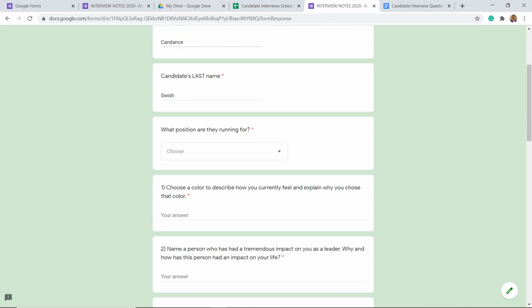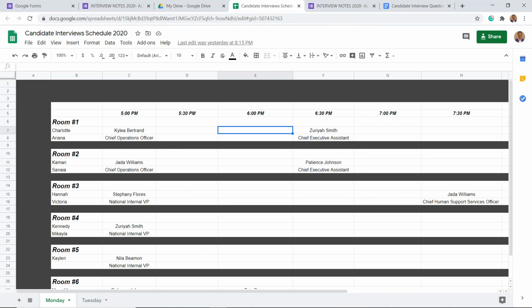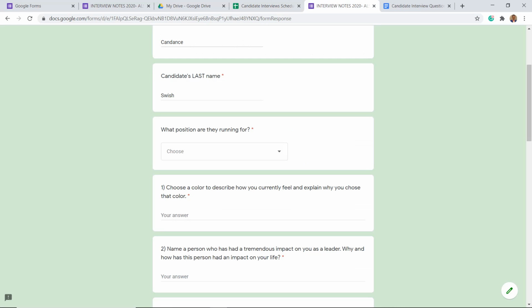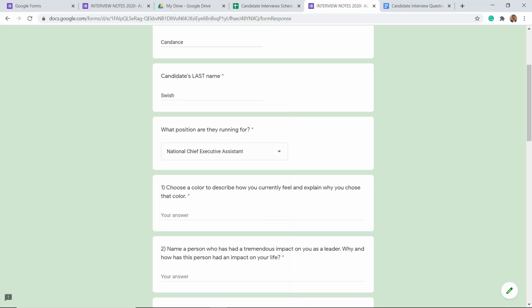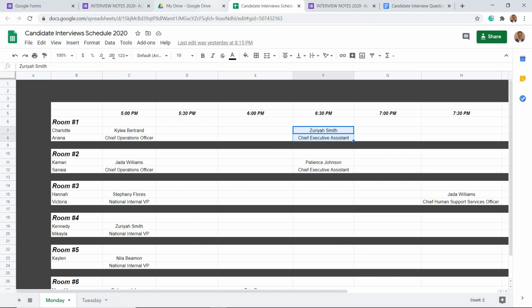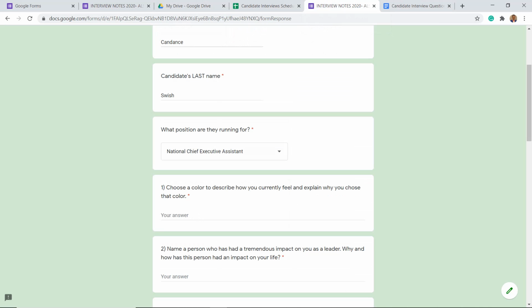If you haven't looked at the schedule, I gave everybody a specific interview for a specific position. They're not just interviewing for all the positions at once. So let's say this one is for chief executive assistant. Make sure they know. If they don't know, go ahead and check the schedule, which is also located on that form that I sent you all.